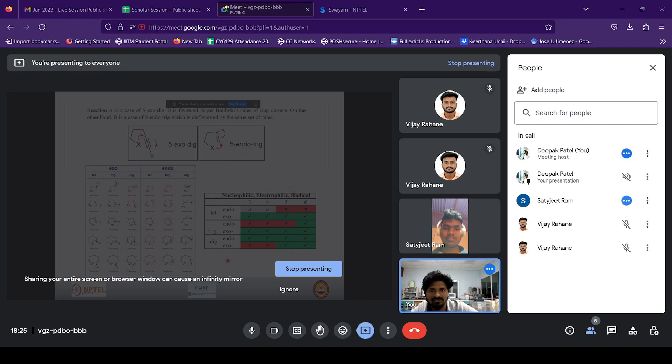These are the Baldwin rules, which tell which system will be allowed. Suppose you have tet, which means sp3 hybridized ring closure system. Endo for 3 and 4 is not applicable, 5 and 6 not allowed. Only exo will be allowed in all cases: 3-membered ring, 4-membered ring, 5-membered ring and 6-membered ring. For the dig system, meaning sp hybridized ring closing.